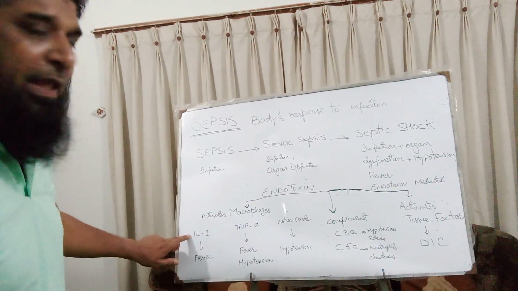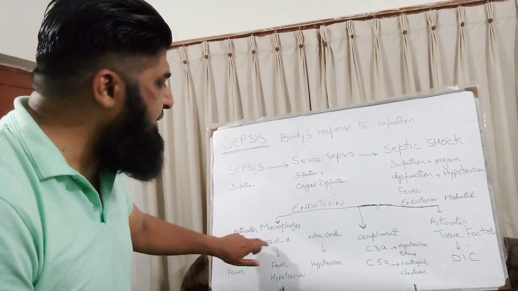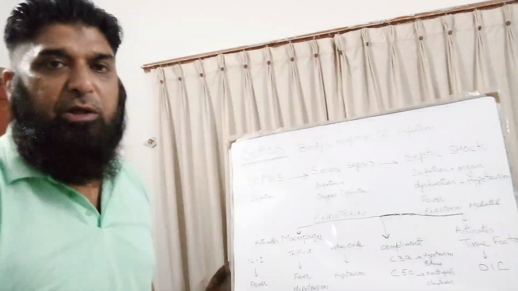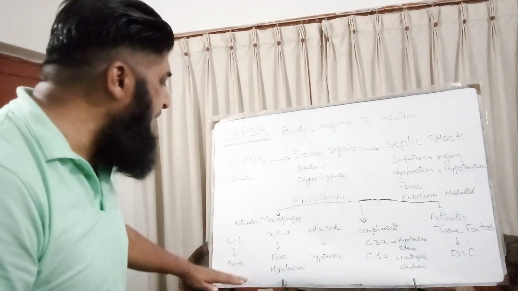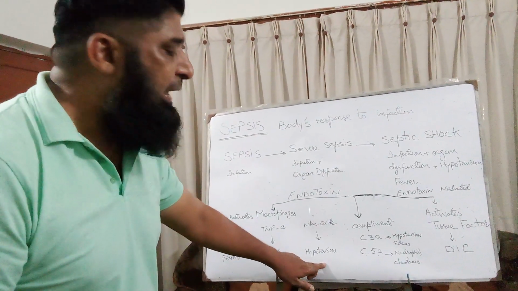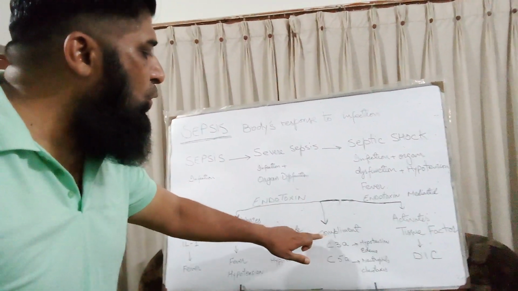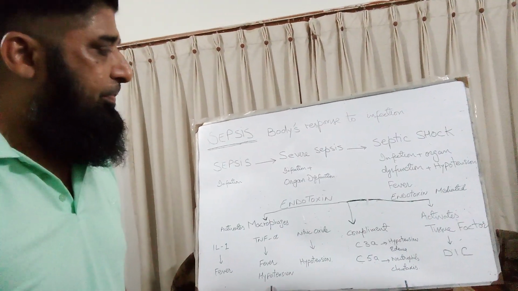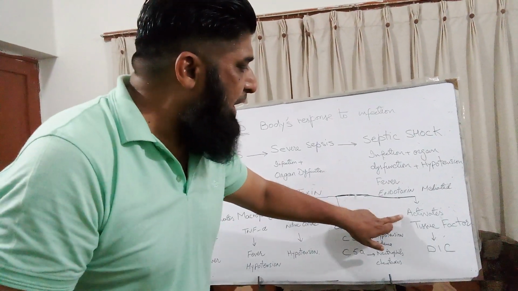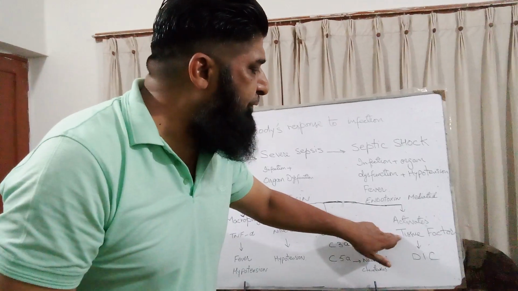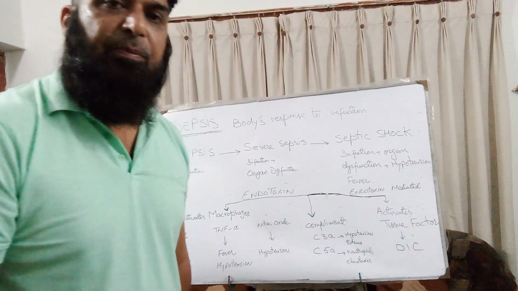Macrophages lead to interleukin 1 production, TNF alpha production and nitric oxide production. These three lead to fever and hypotension. Second mechanism, through complement activation, C3a and C5a. Thirdly, activation of tissue factor, which leads to DIC.